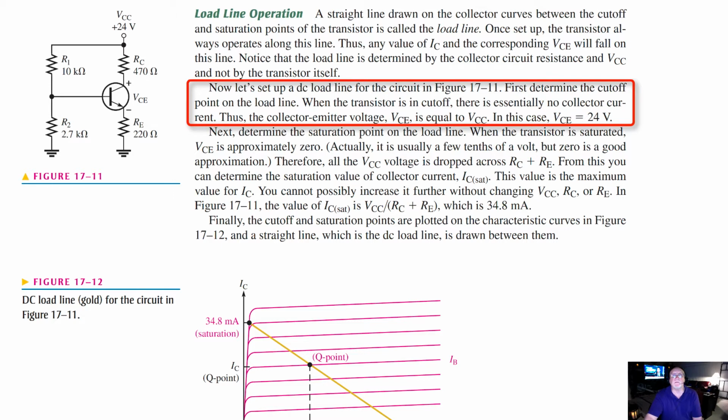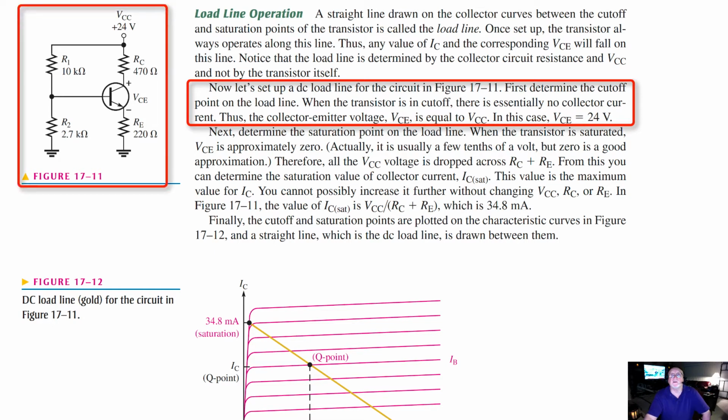Now let's set up a DC load line for the circuit to the left here. First, determine the cutoff point on the load line. When the transistor is in cutoff, there is essentially no collector current. Thus, the collector-emitter voltage, VCE, is equal to VCC. In this case, VCE is listed as 24 volts. So we can see that on the top here, VCE 24 volts.